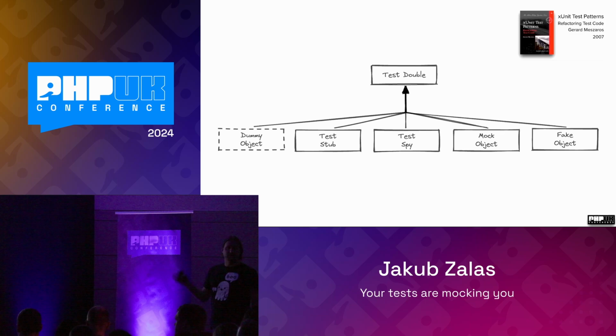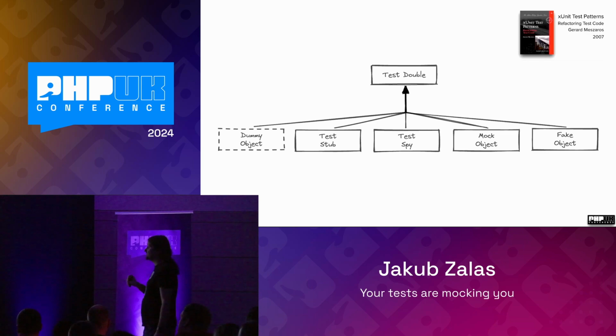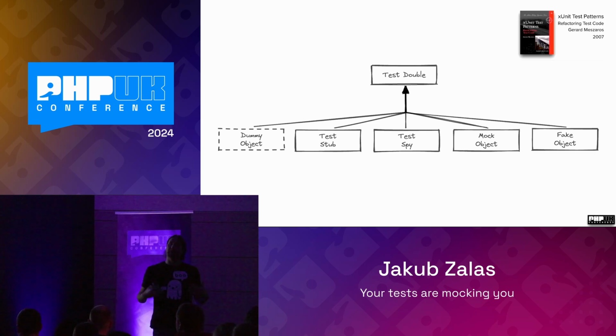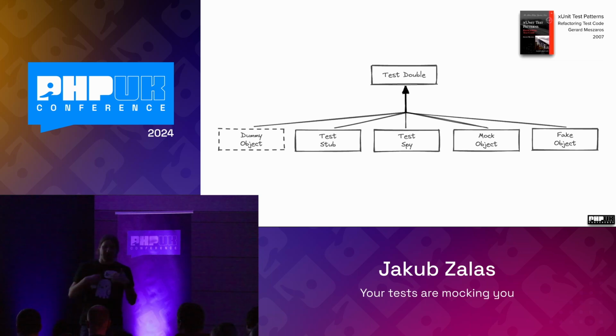Then we have 2 types of doubles. One focused on input, the other focused on the output. Test stub is focused on the input. It allows us to pre-program outcomes of a call to a collaborator. Test spy and mock objects are for the indirect output.